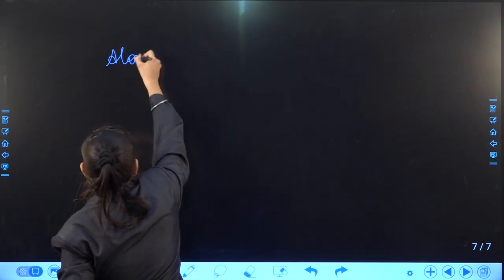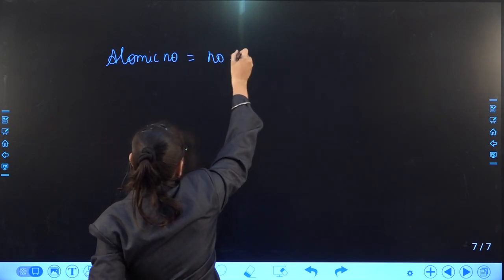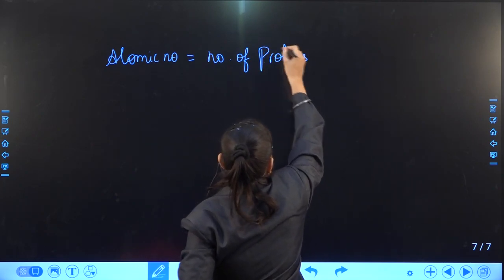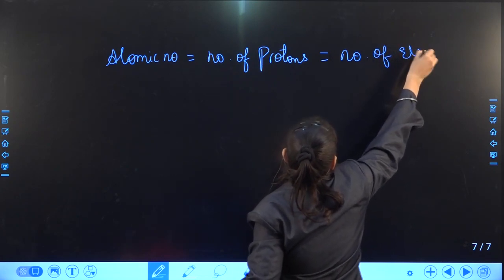atomic number, that is equal to number of protons or equal to the number of electrons. So the atom is electrically neutral.